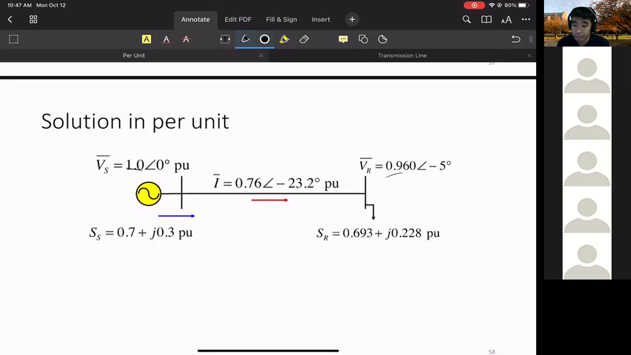Sure, thank you. But for the motor, it doesn't matter if we change the base voltage. The motor doesn't have impedance, so that's fine. It's just 25 kVAR over the base of 100. That's what we got. All right.